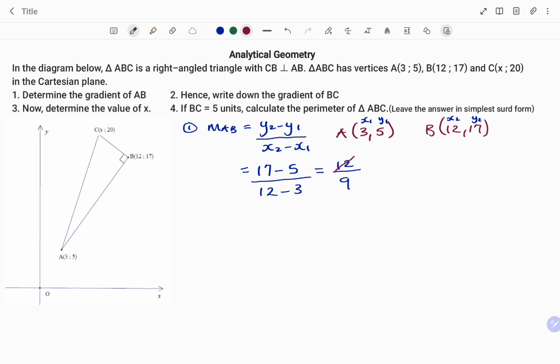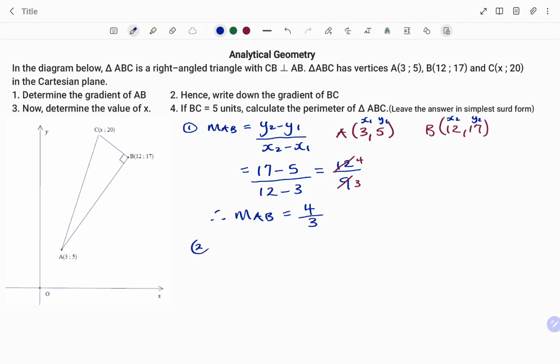Reducing, dividing by 3, 12 divided by 3 will give me 4, and 9 divided by 3 will give me 3. So therefore, the gradient of the line AB is equal to 4 over 3.